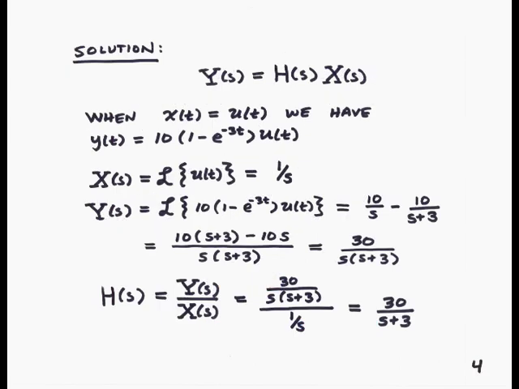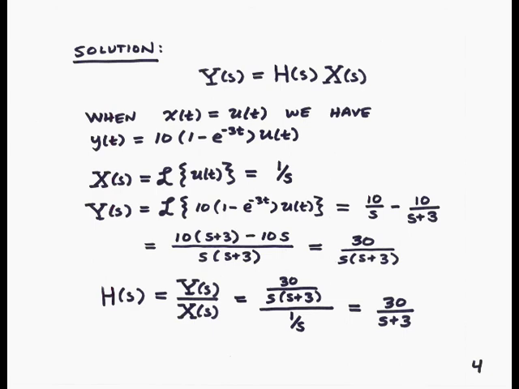So here's our solution. We know for the zero state problem that the output and input are related in the frequency domain by Y(s) equals H(s) times X(s). When x(t) is u(t), we find that the output y(t) is 10 times (1 minus e to the minus 3t) u(t). So let's Laplace transform the given x(t) and the given y(t). X(s) then will be 1 over s, since that's the Laplace transform of the unit step. And the Laplace transform of the given y(t) will be 10 over s minus 10 over s plus 3. So now we have X(s) and Y(s).